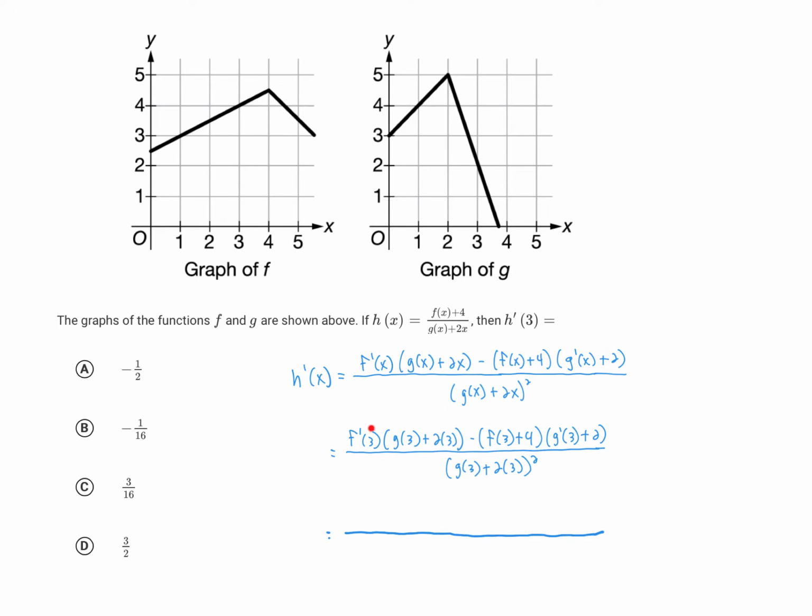Okay, so first thing is f prime at 3. That's the derivative of f at 3, which is the slope of the tangent line at 3. Since this is a linear graph around where x equals 3, the derivative is the slope of this line. So we'll just do rise over run: up 1 over 2. So this slope is a half, and so f prime at 3 is a half.